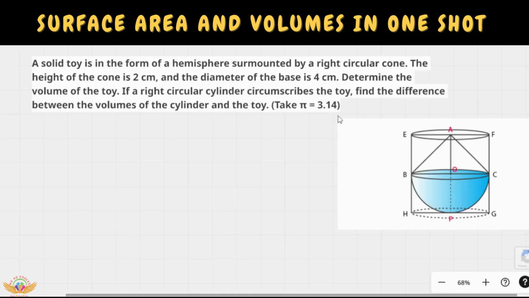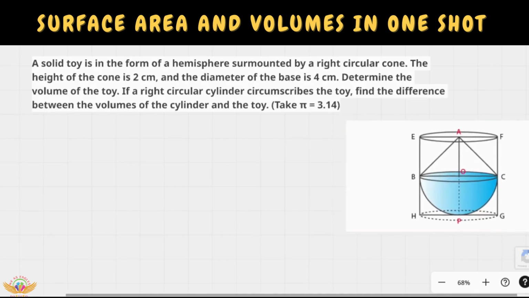Let this part BPC be the hemisphere, completely a hemisphere, and this top is ABC. This complete figure is the toy, and this toy is circumscribed by a cylinder around it. So we need to find the volume of the cylinder, also the cone, also the hemisphere. Let us start doing this problem.